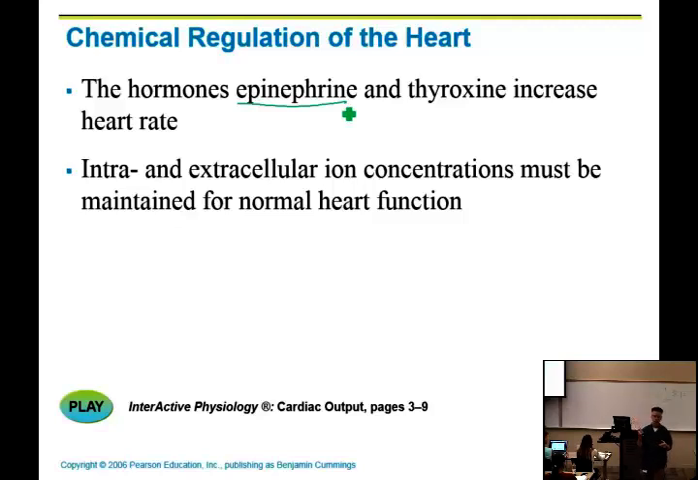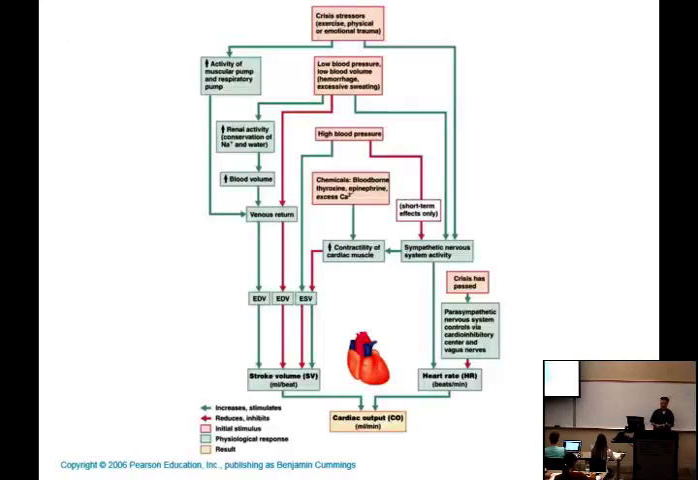Epinephrine, adrenaline, has an effect on this system overall. So it has an effect on the heart as well as on the blood vessels. And on the heart, it's going to increase it, right? An adrenaline rush increases heart rate and increases stroke volume, okay? So thyroxine, we'll talk about that one too. That's basically a thyroid hormone. It affects your overall metabolic rate.